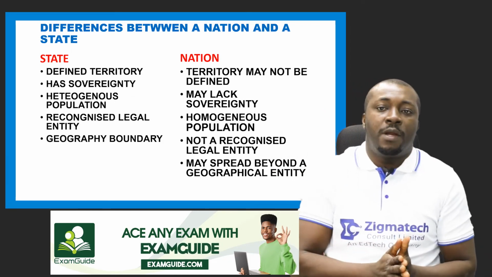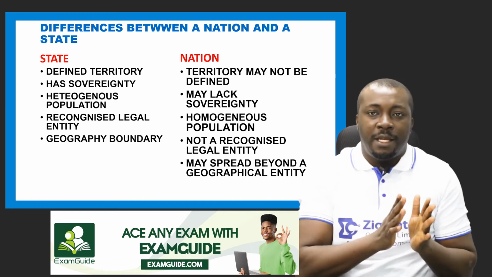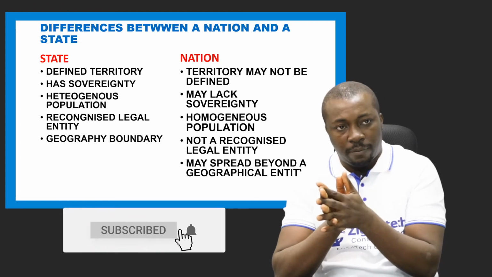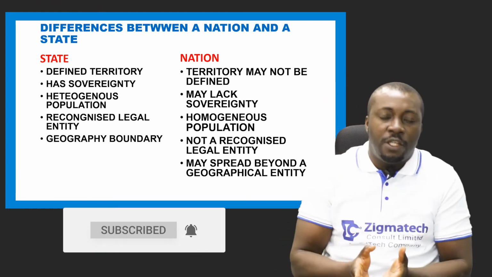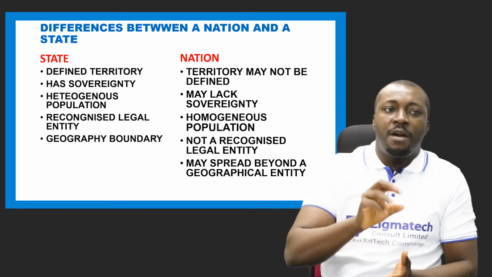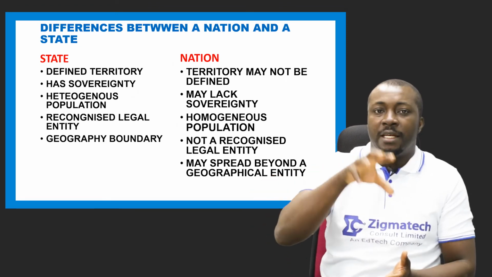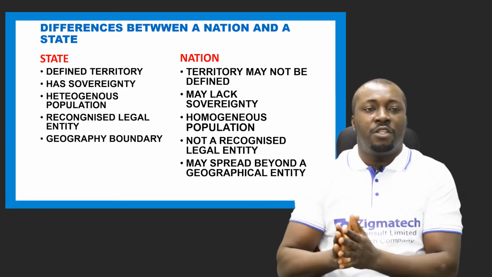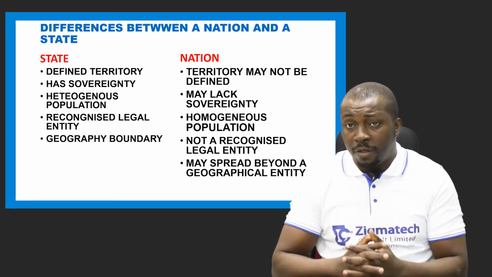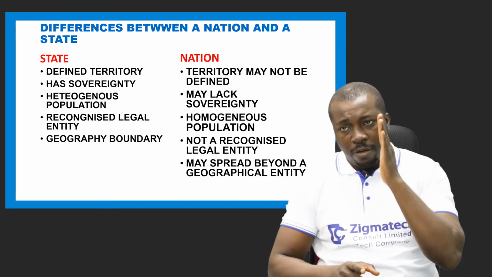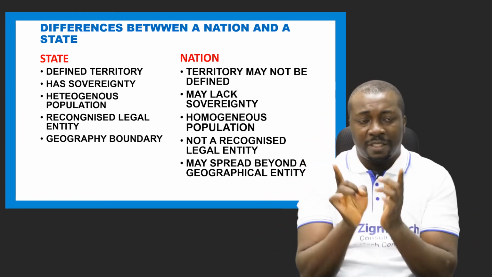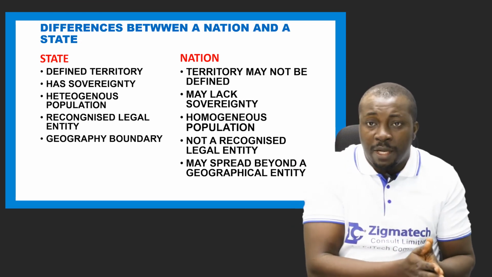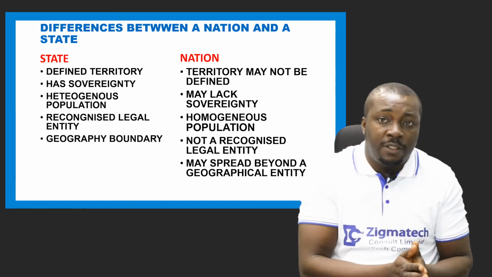Now, also a state may have what we call a heterogeneous population, meaning that we have diverse persons in that particular state. While on the other hand, a nation may have or must have a homogeneous population. You have only one particular people with history, tradition, religion, language making up a nation. Now, in a state, you may not see that.